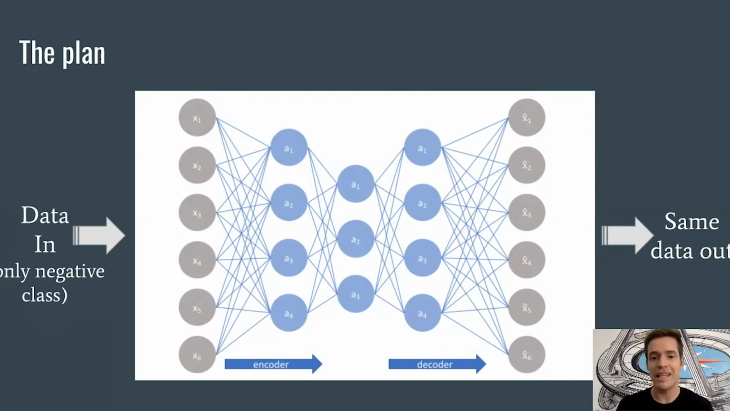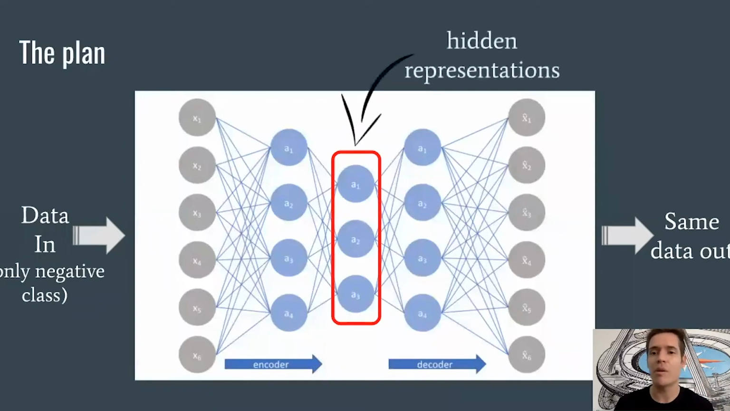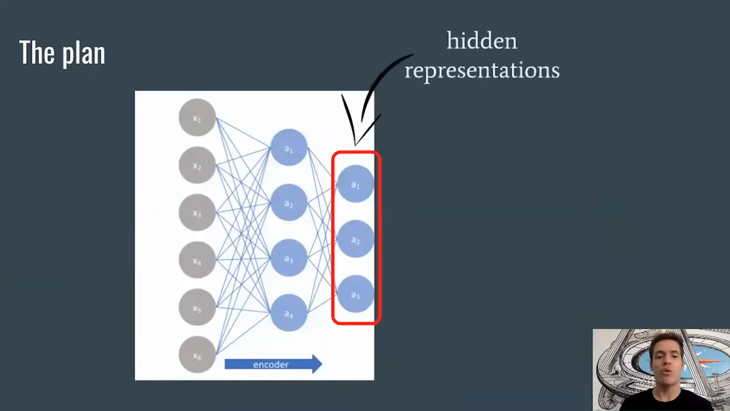Well, we're interested in this central section here. If we've done this right, this central section can infer some kind of meaning, some kind of relationship about the data that we put in. We call this the hidden representation. So we chop off the end of the autoencoder, and then we're just left with the encoder.